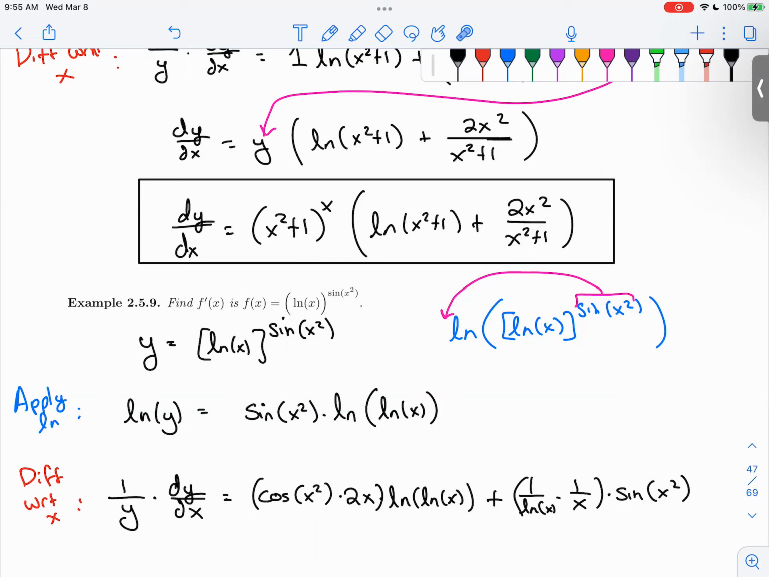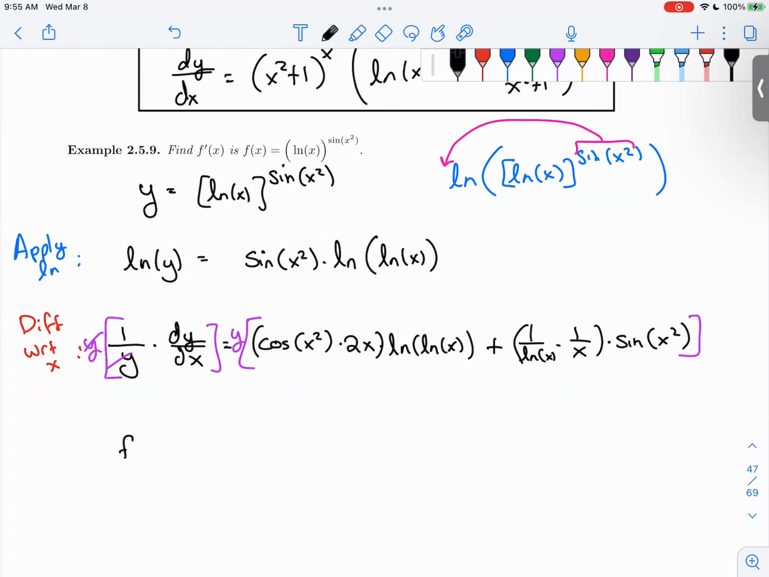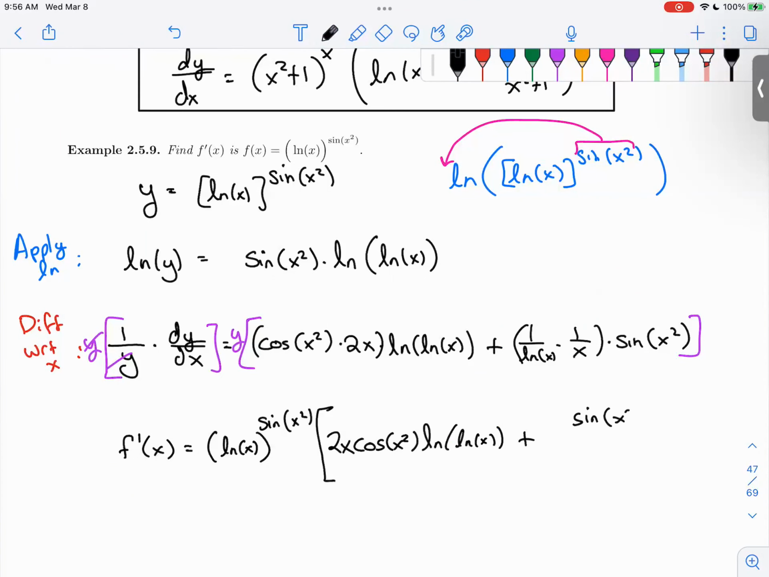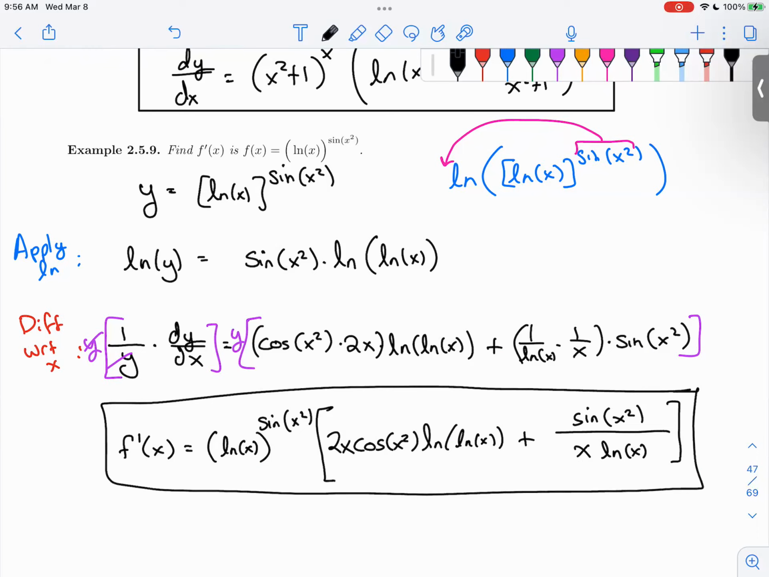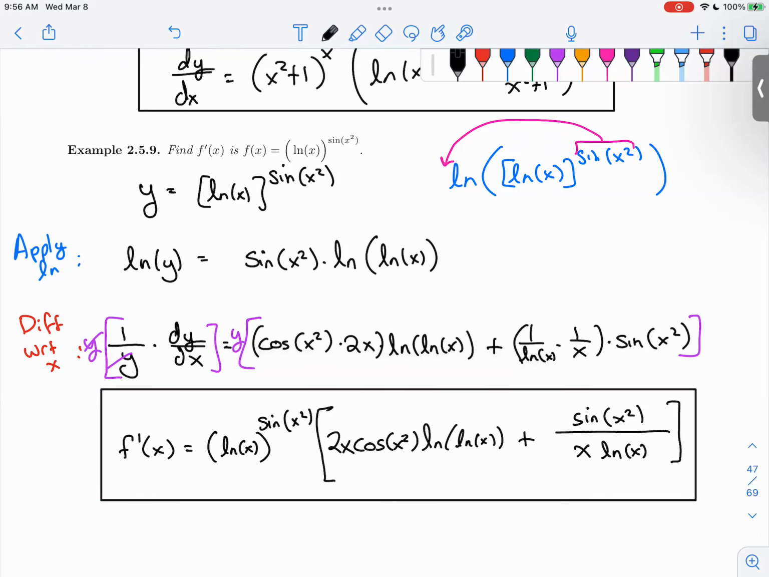All right. So last thing though is we want to solve for dy/dx. We don't want it to just be 1 over y times dy/dx. So we're going to multiply both sides by y, to cancel the y on the left, and then we get dy/dx, or preferably now f prime of x, because that's what the function is going to be. y, which was ln of x to the sine of x squared, times, in brackets, 2x cosine of x squared ln of x, plus sine of x squared divided by x ln of x. And that is our derivative.